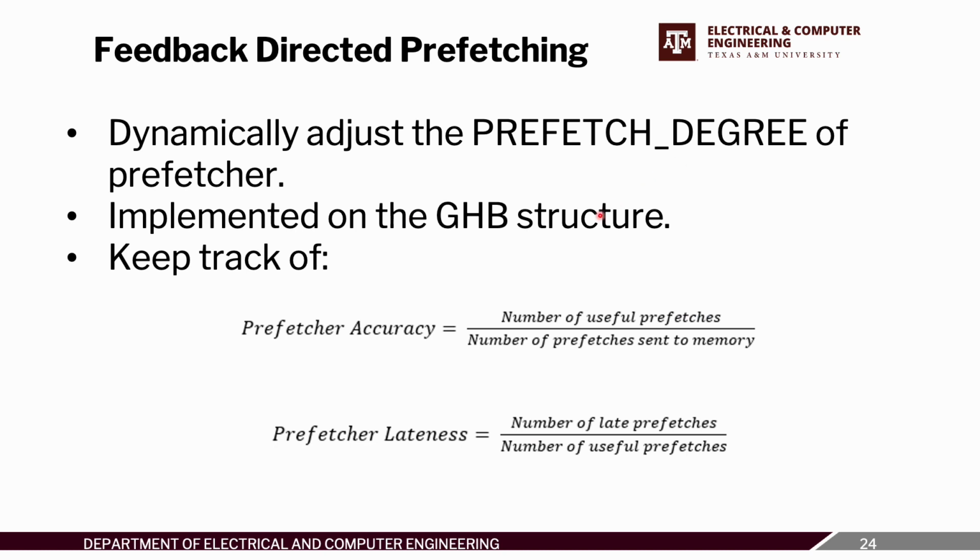Feedback directed prefetching is a method to dynamically adjust the prefetch degree of the prefetcher based on certain dynamic runtime information that we get. This FDP is implemented on top of the GHB structure. The two parameters that we keep track of are the prefetcher accuracy and the prefetcher lateness.